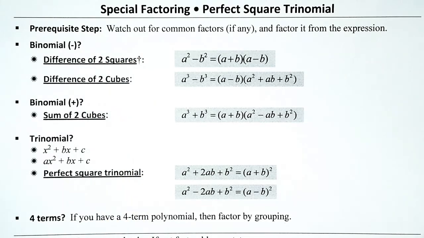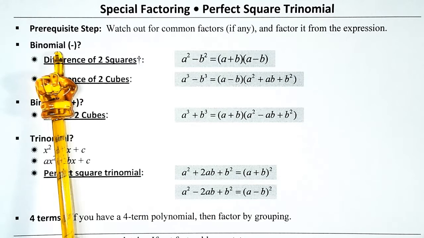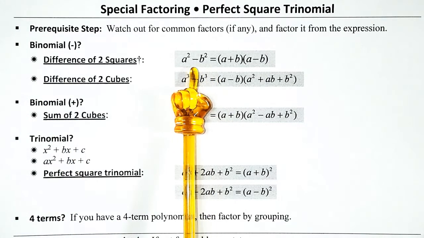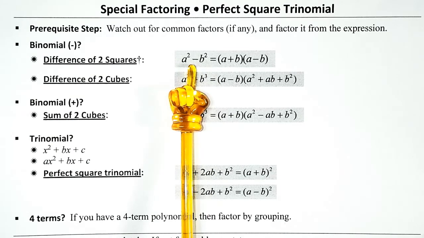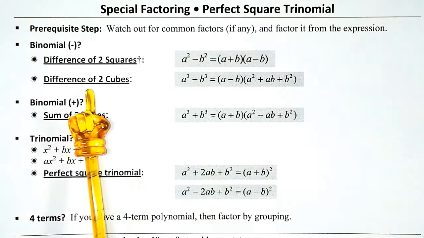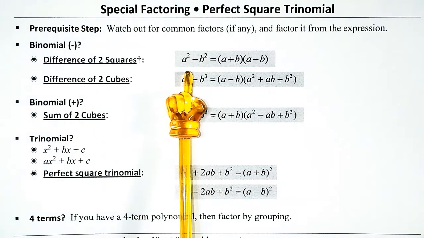Now, what strategy are you going to use to factor? The strategy is based on how many terms you have. If you have a binomial and there's a minus in the middle, then check to see if you have a difference of squares. We say difference of squares because we're subtracting two squared terms. If this is your question, then that's your answer. This is like the multiplication shortcut but backwards. New to your life.